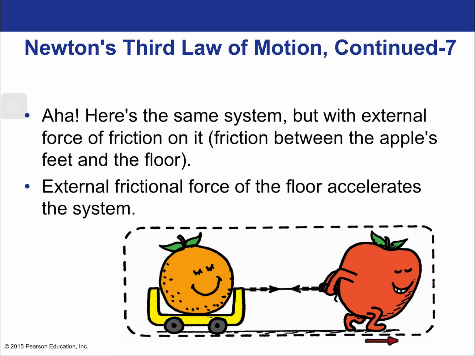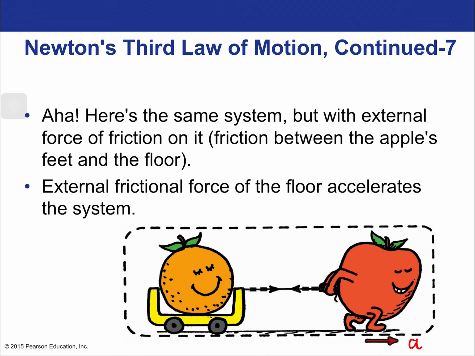All right? But with the external force of friction. Because otherwise, how's the apple moving, after all? Right? Okay, friction between the apple's feet and the floor. The external friction force of the floor accelerates the system. All right? So now we have that the orange is not accelerating relative to the apple, but the apple-orange system is accelerating relative to the ground.